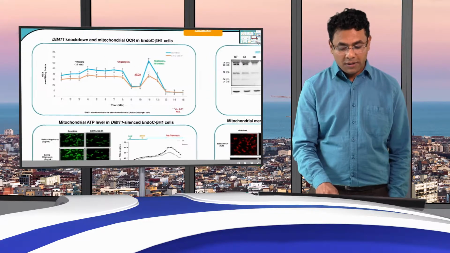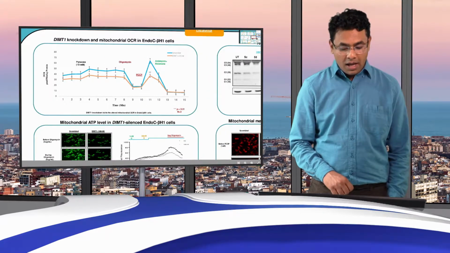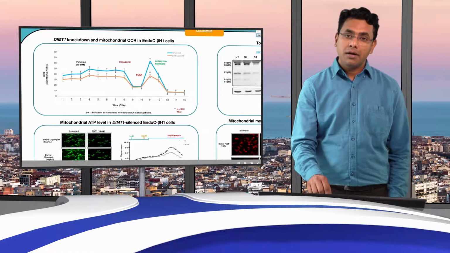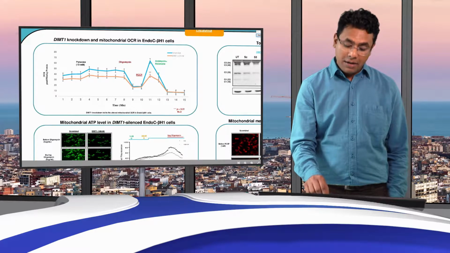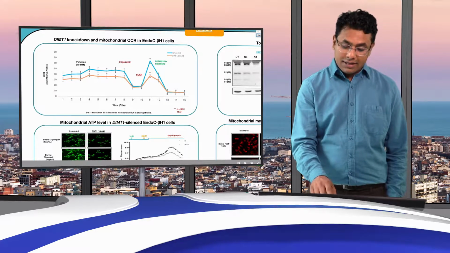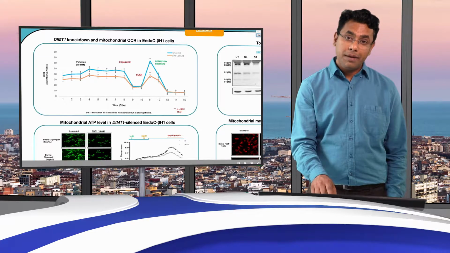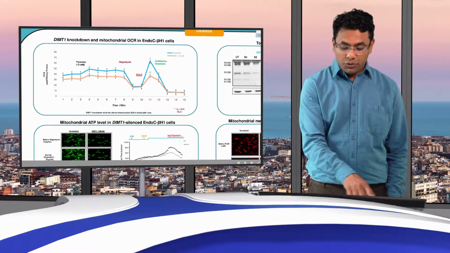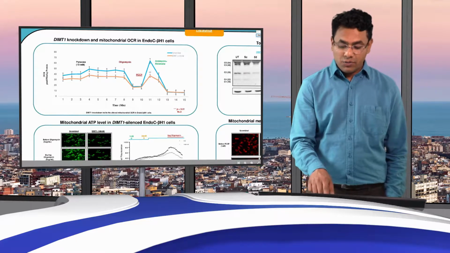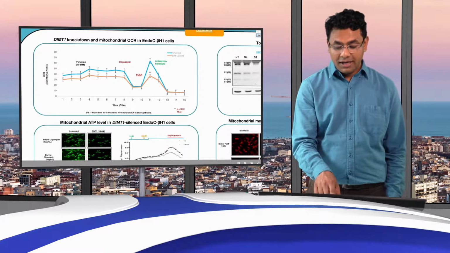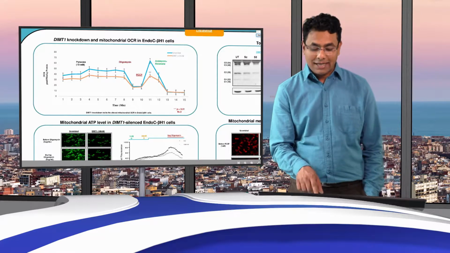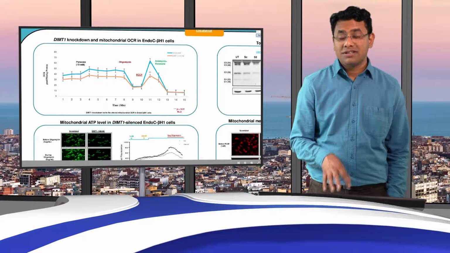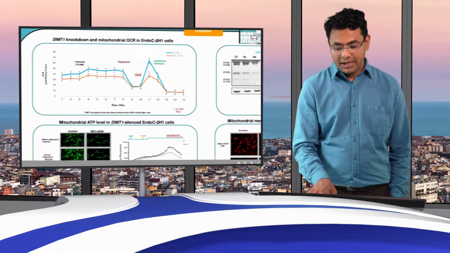The first one was the oxygen consumption rate, and we saw that a maximum respiration capacity was observed in the cells without any DIMT1 knockdown. So these blue lines are the scrambled cells; these are the control cells. But when you see these orange lines, which are the DIMT1 knockdown cells, you can see there was a blunted response of these cells, suggesting that DIMT1 has affected the overall oxygen consumption rate in the endocrine cells.